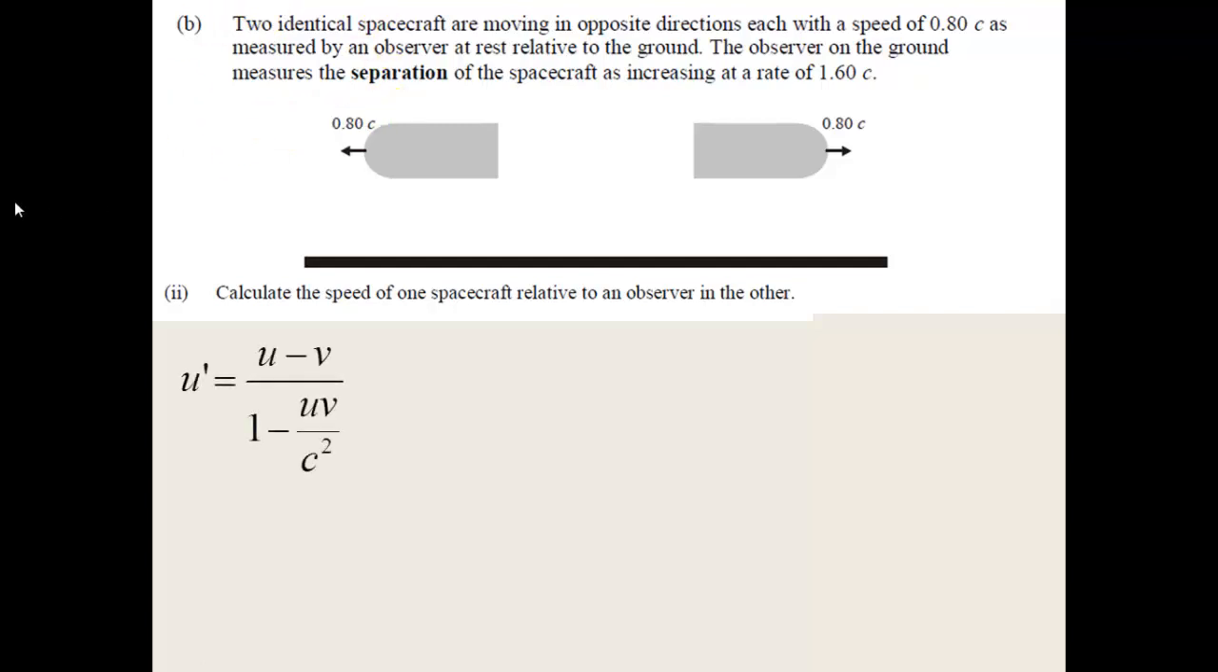So we use this equation. u is going to be our measurement of this spacecraft, which is going to be negative 0.8c. v is the speed of their frame of reference, which is going to be plus 0.8c. So it's going to be negative 0.8 minus plus 0.8, so it's going to give a value of 1.6c. And then we do the same calculation there, and you should end up with a value which is going to be greater than 0.8c, but it's going to be less than 1c.